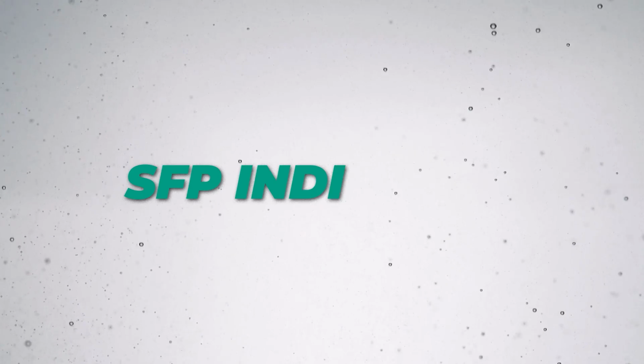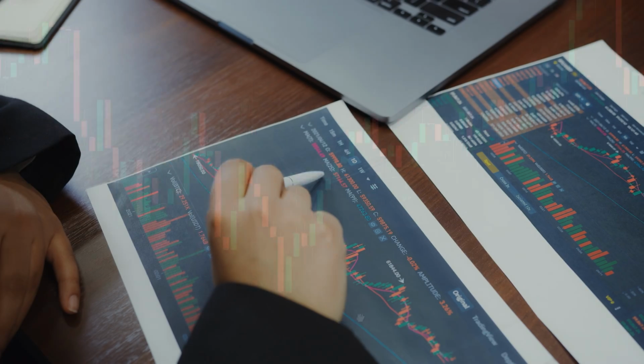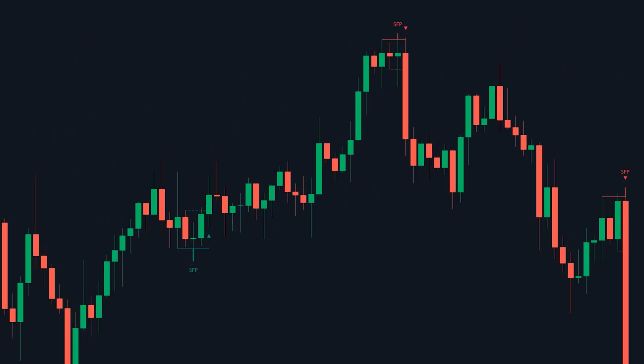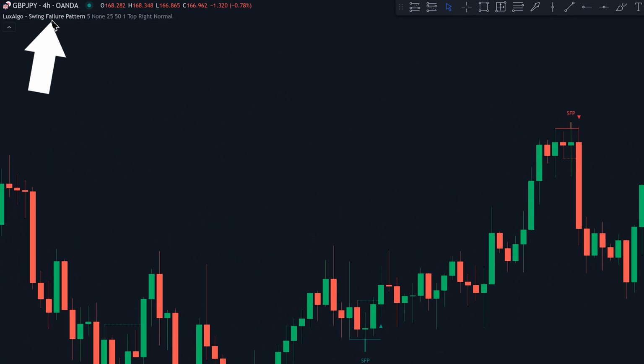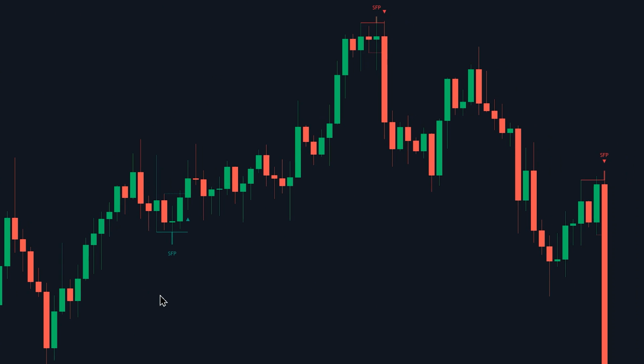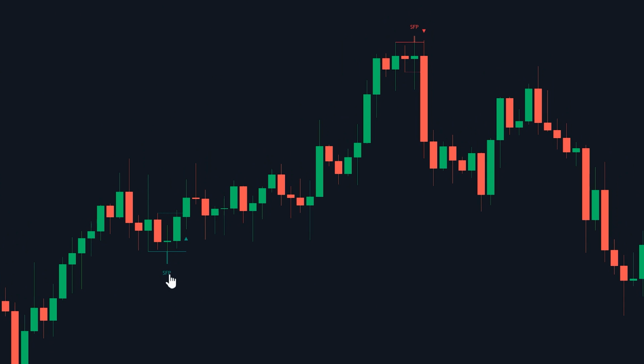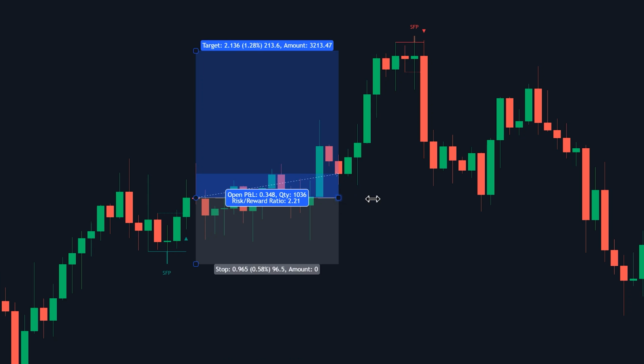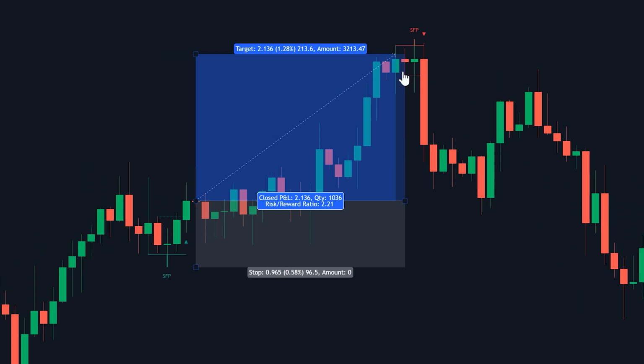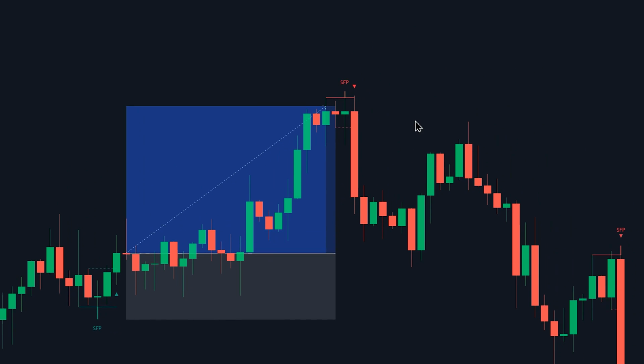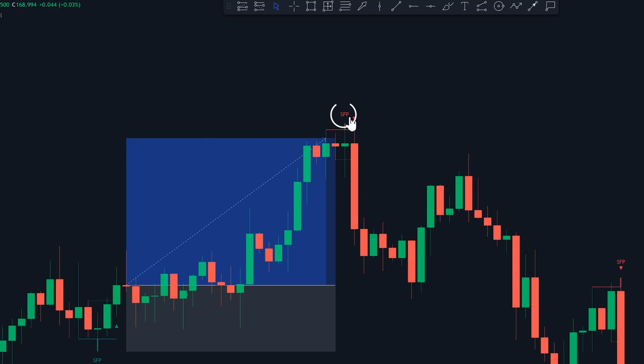The SFP indicator, known for its simplicity and its accurate predictiveness of the markets. Even by itself, this indicator can be pretty decent. I mean, look at this. Whenever there is a bullish swing failure pattern, like here, we take a long position. On the other hand, whenever there is a bearish swing failure pattern, we take a short position.